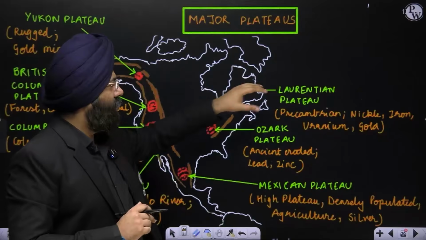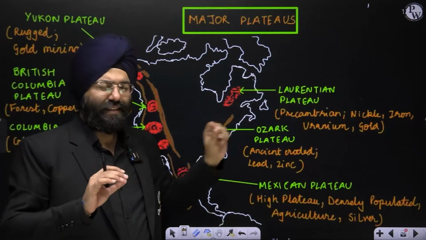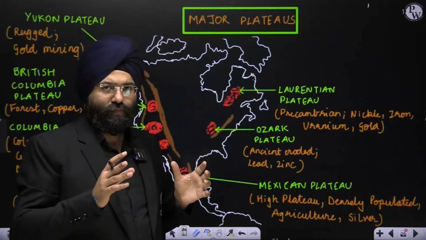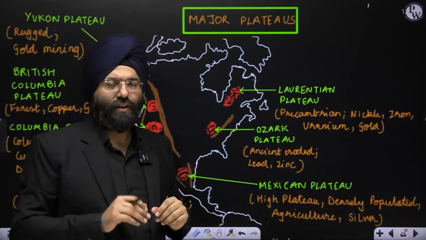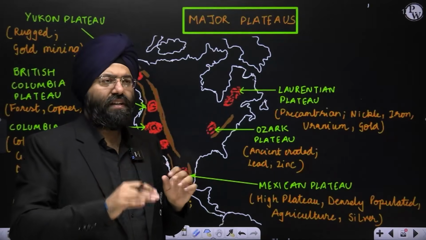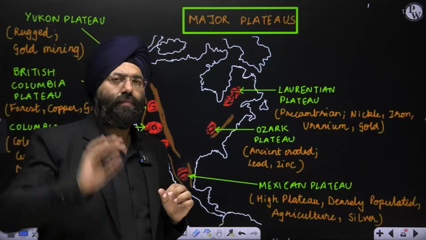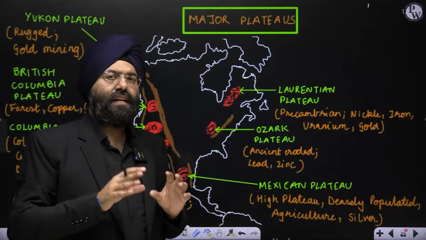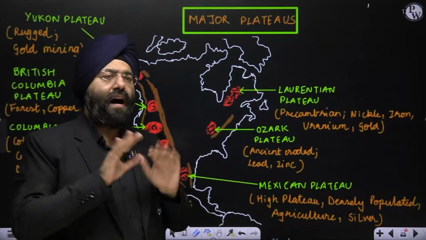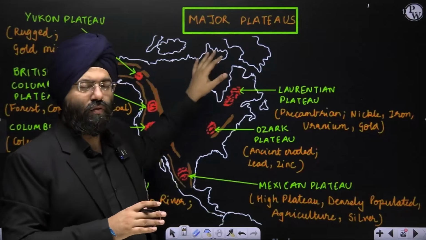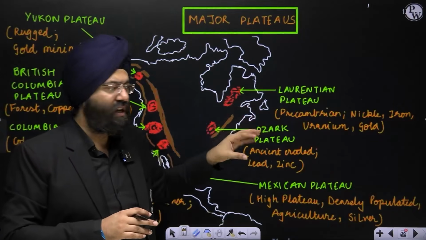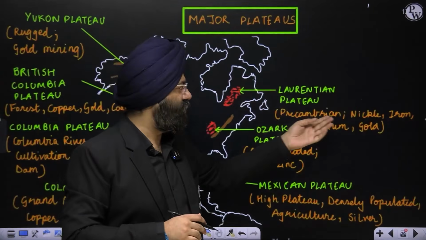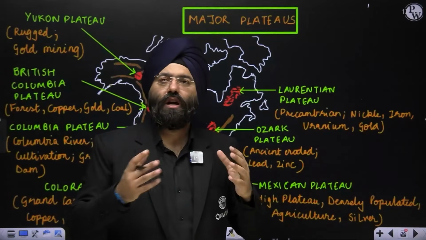If I move further south, please understand there are a lot of interpretations. Sometimes certain books mention the Laurentian Plateau as equivalent to the Canadian Shield. Some say Canadian Shield or Laurentian Plateau. Certain books have mentioned that. But certain books like NCERT have mentioned that the Laurentian Plateau is a part of the Canadian Shield as a whole. So I am using that classification. So the Laurentian Plateau is over here. It is again a Precambrian structure. Nickel, iron, uranium, and gold are found here.